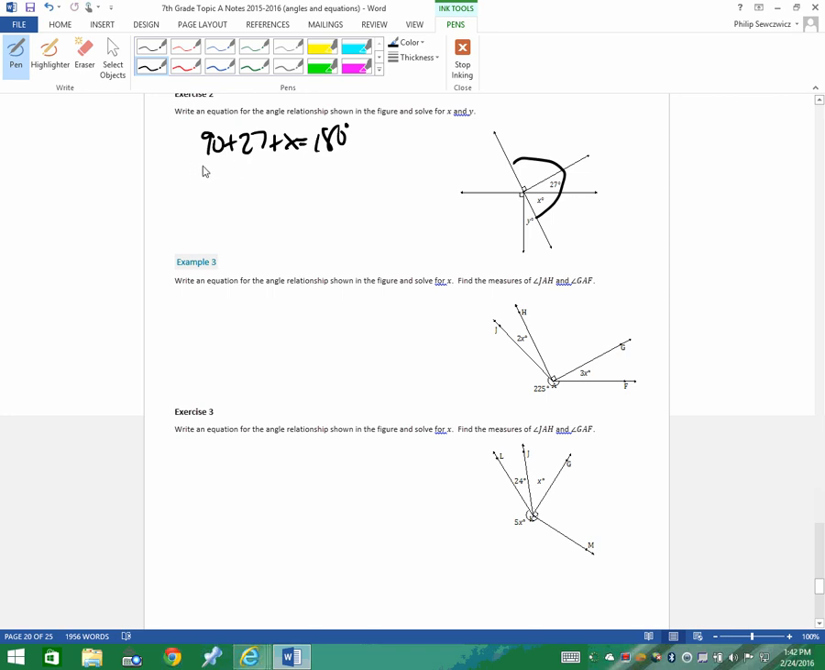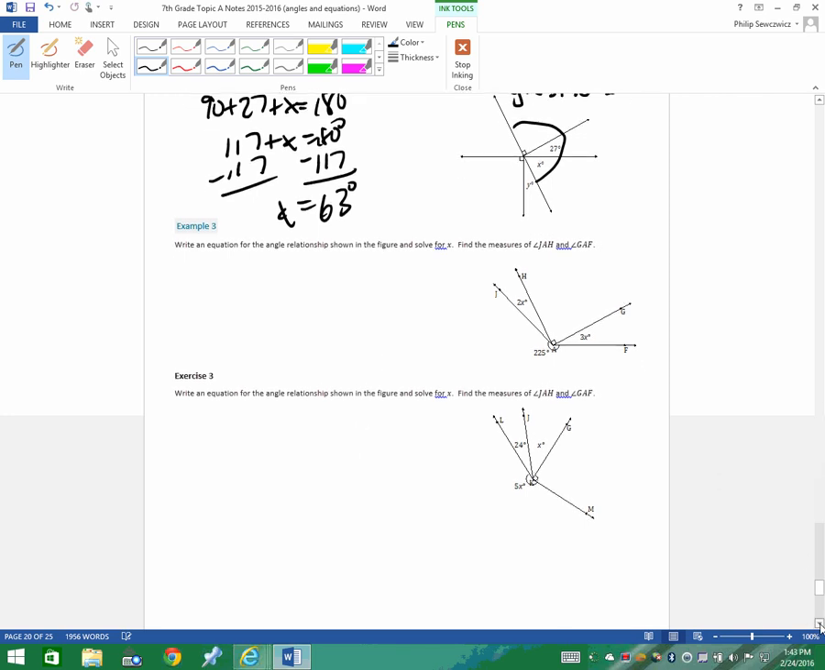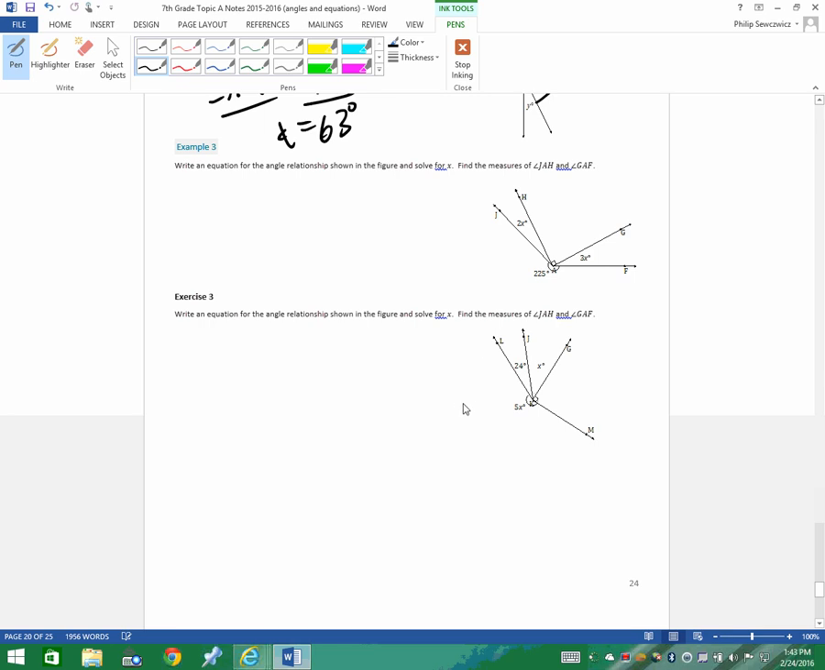Let's just take care of it real quick. Equals 180. Subtract the 117 from both sides. X results in 63 degrees. So then when I set this up, I could do my y plus my 63 plus my 90, and that results in the 180 degrees. So again, if we had that, I'm all right with the solving of the equations. We can work on more of those in class.